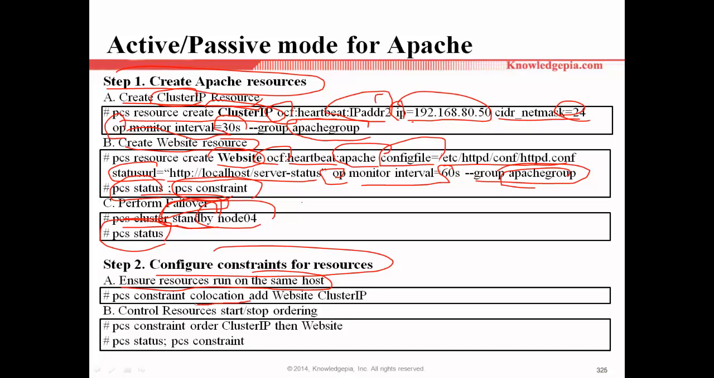In this case, we can use the constraint colocation and add website and cluster IP. It means the resource cluster IP and the website must run on the same host. And second, the resource start and stop ordering. Here we can define the exact order for this kind of resources. So cluster IP will be started first, and after that the website will be started after cluster IP. Also, using this command, we can check.